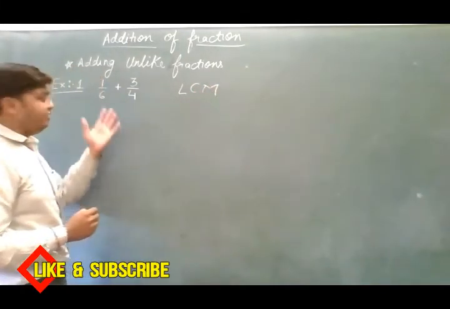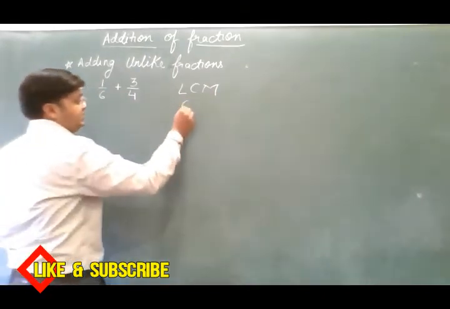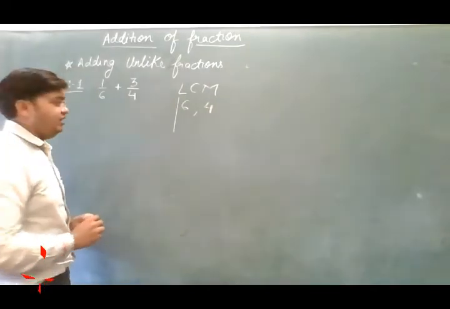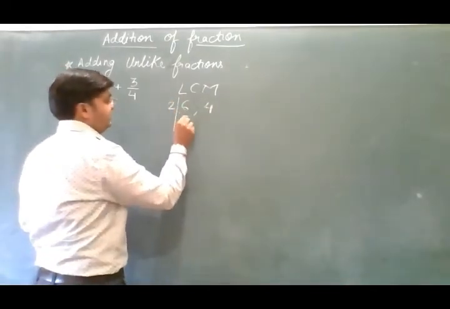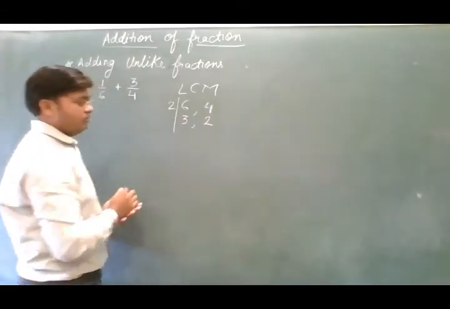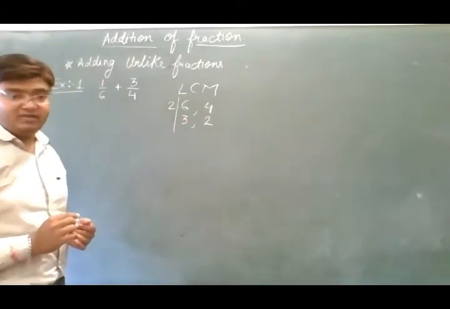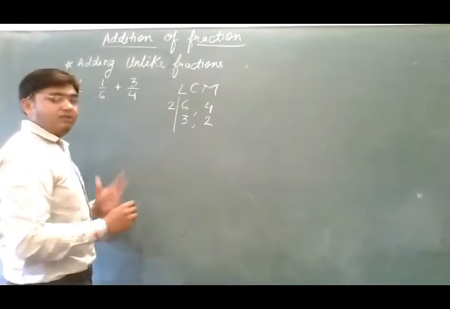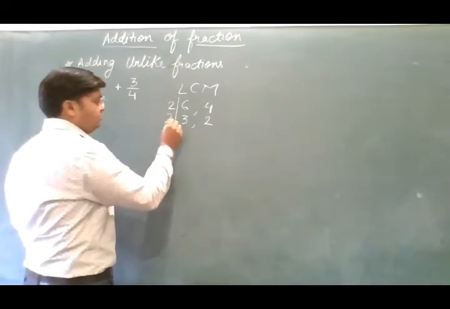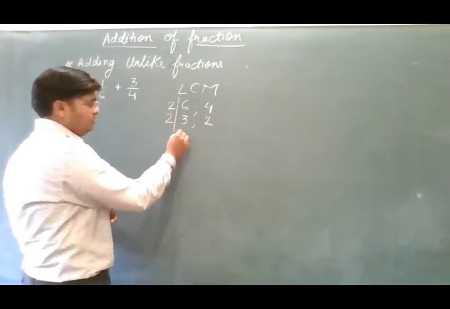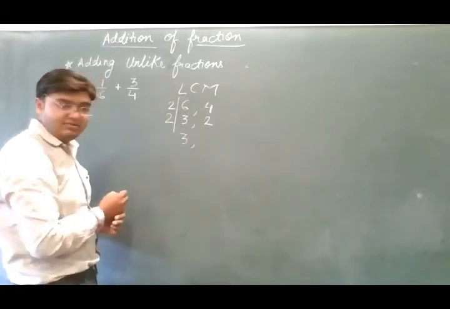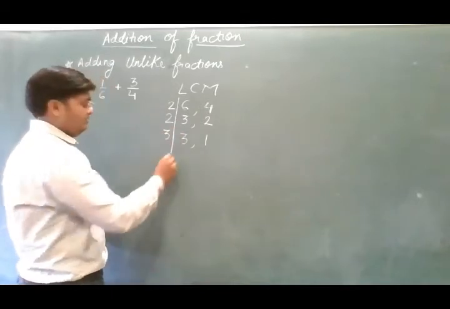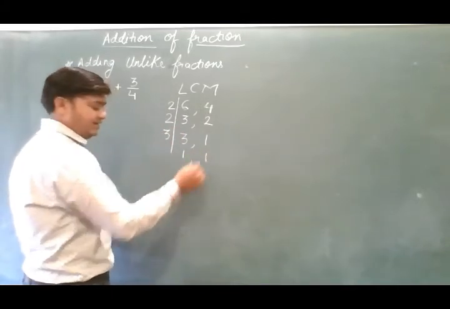To find the LCM, we write the denominators 6, 4. Now 6 and 4, both numbers come in the table of 2. 2 threes are 6 and 2 twos are 4. The 3 and 2 are not coming in any table, so we simply write the numbers one by one. First we write 2. In the 2 table, 3 is not coming, so we carry 3 down as it is. 2 ones are 2. After that we take 3. 3 ones are 3, and 1 is carried down as it is.